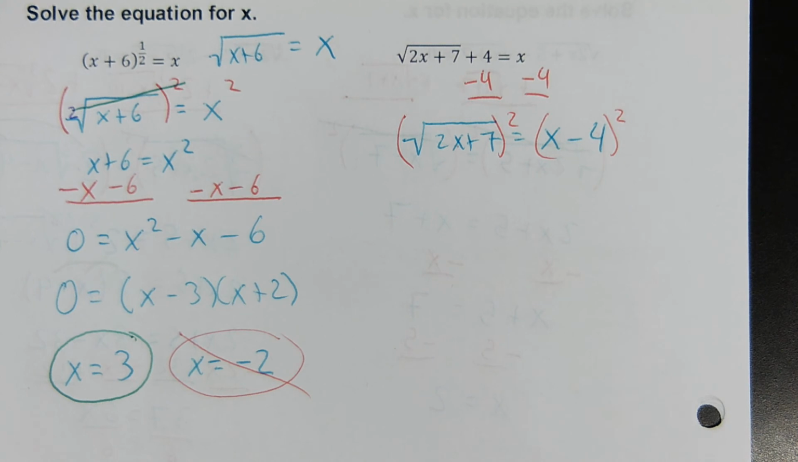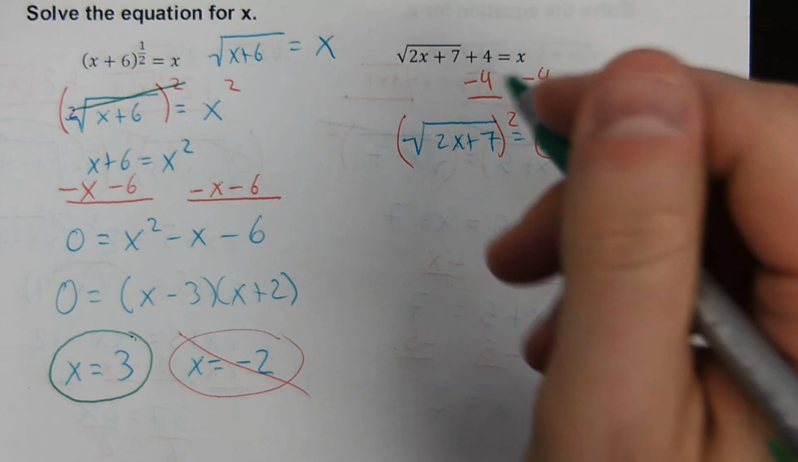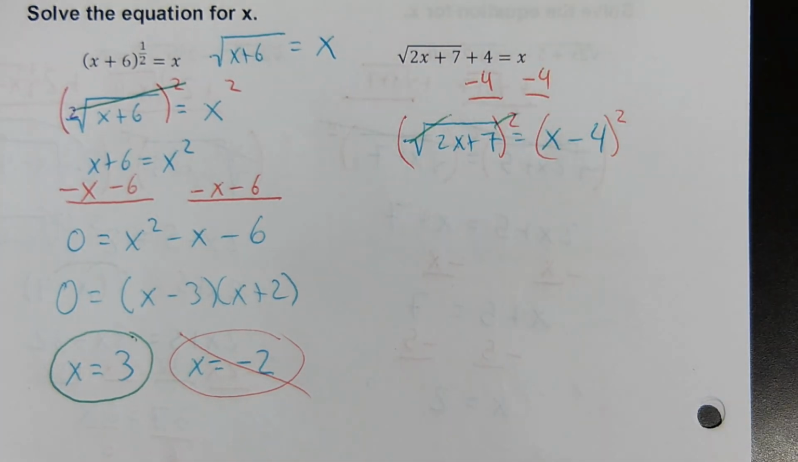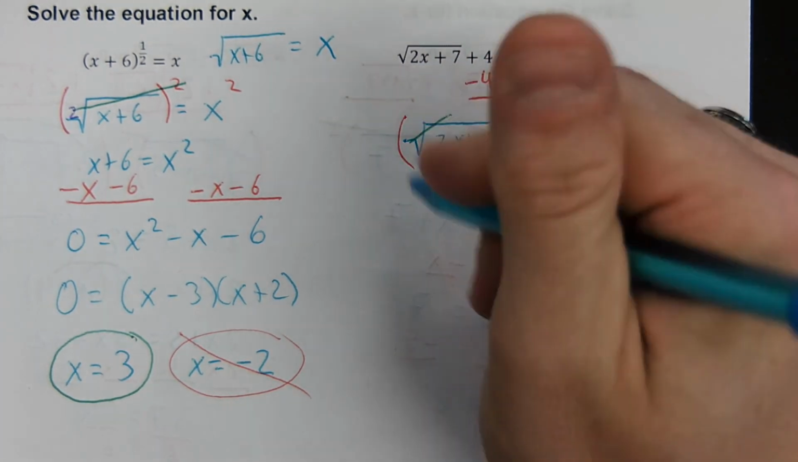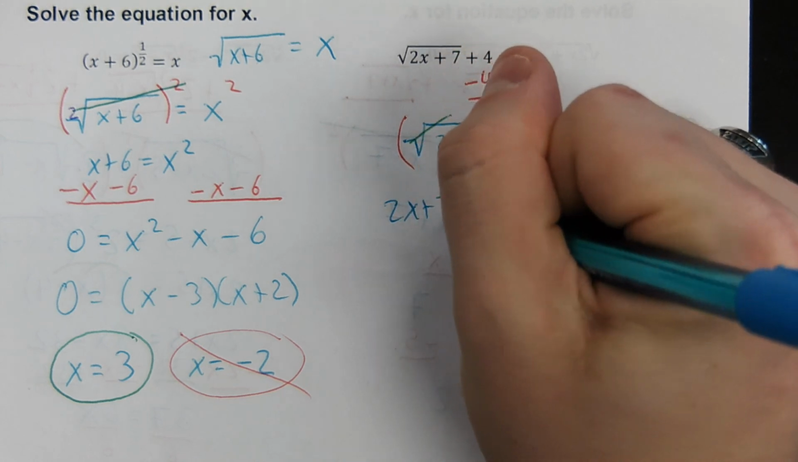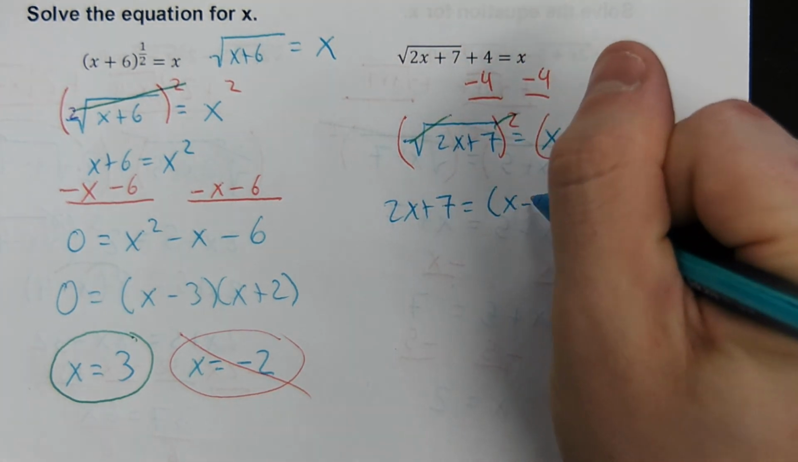Remember, x minus 4 squared does not mean x squared minus 16. It means x minus 4 times x minus 4. I'll actually write that out. I'm not going to show all the FOILing steps, but I will write out that it's x minus 4 times x minus 4, because at this point, I'm hoping that my students can FOIL.